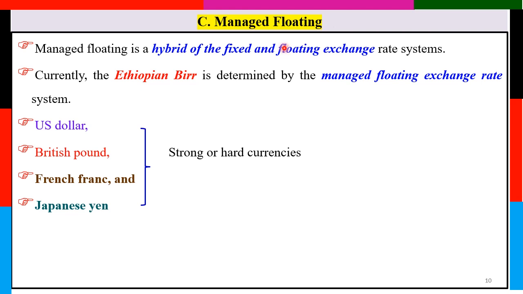Most of the world's countries today practice such types of exchange rates, including what? Ethiopia currently practices such a managed floating exchange rate. That means there is the hand of the government. Again, there is the force of demand and supply of money. Those currencies are known as what? Yes, the USA dollar, British pound, French franc, Japanese yen are known as hard currencies.